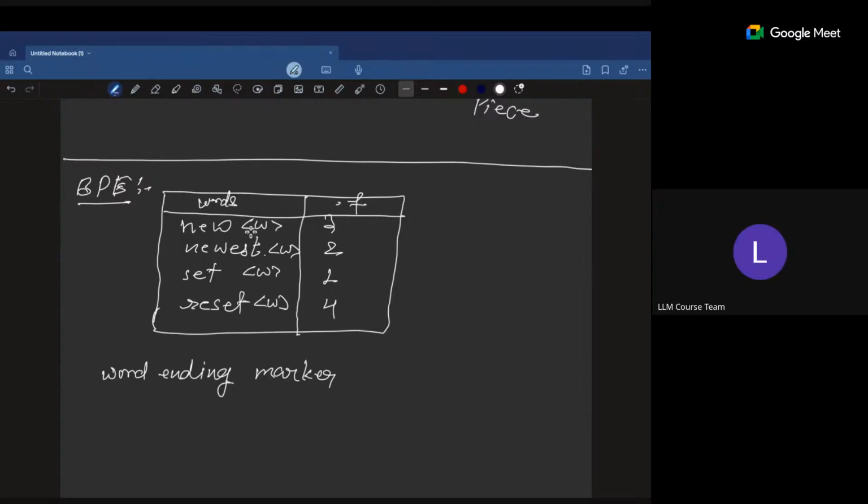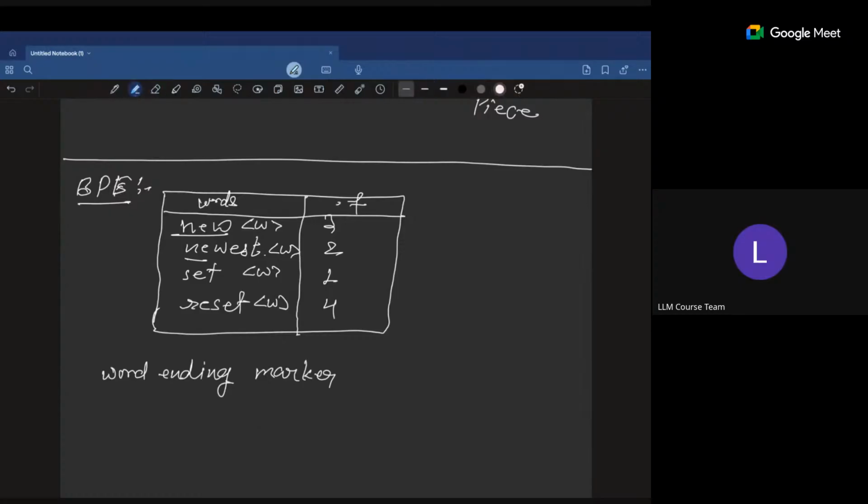The purpose of adding the marker is that we don't want to create subwords where the characters come from two different words. We don't want something where W comes from one word and N comes from another word. We don't want such subwords in my vocabulary. That's why we add markers that tell us my word has ended there. These markers are added in the first, pre-tokenization step.